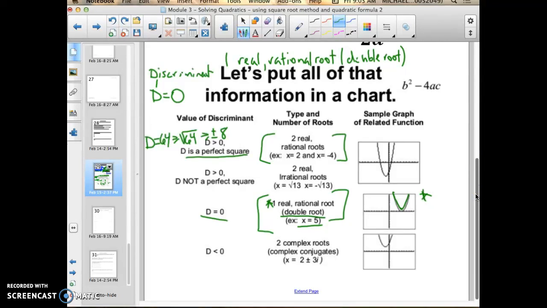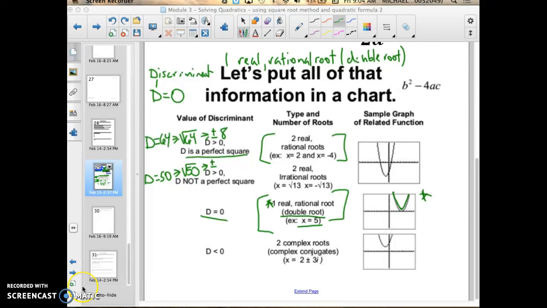Another situation is d is greater than 0, but it's not a perfect square. So let's say d equals 50. The square root of 50 breaks down to plus or minus a simpler form of the square root of 50, which in this case is plus or minus 5 root 2. So at this point, I know that I have two real, but they're going to be irrational roots when I continue to solve right here. Because irrational meaning that it still has a radical. The radical didn't go away.